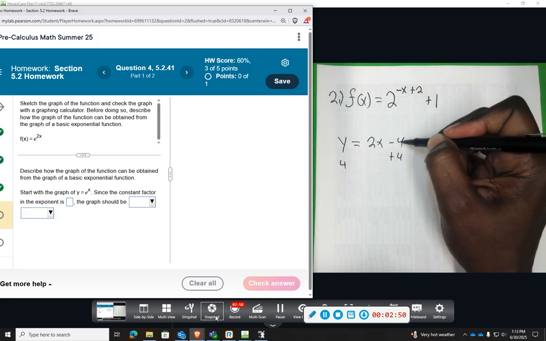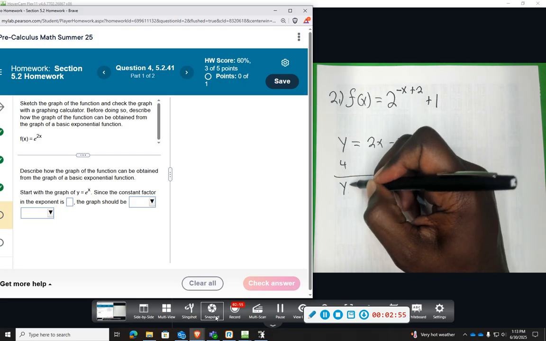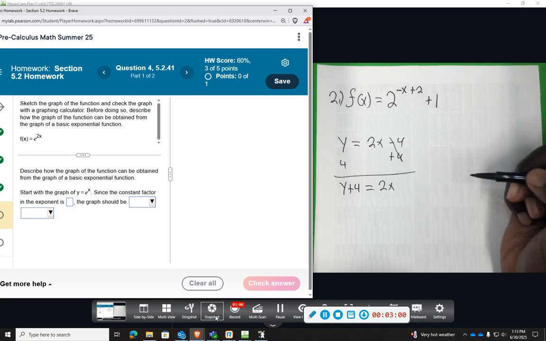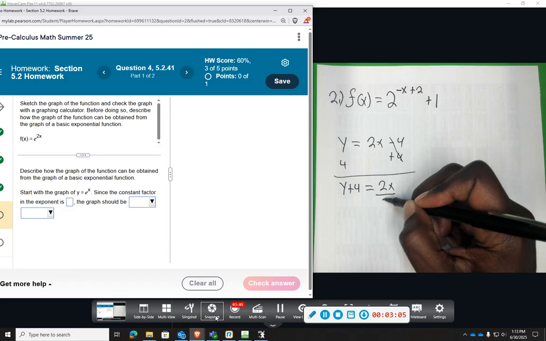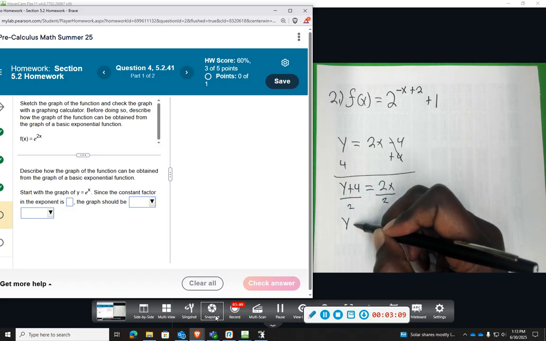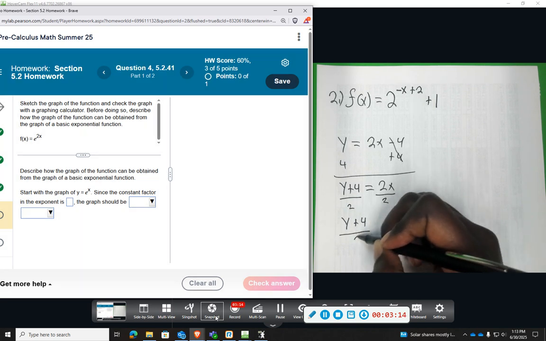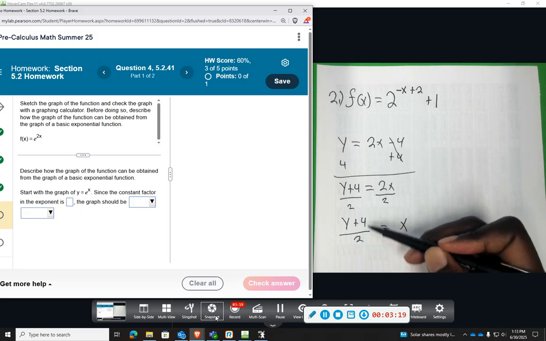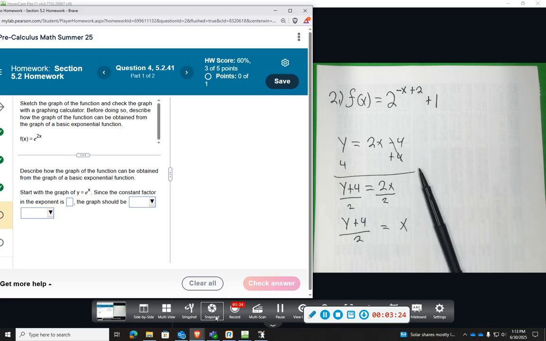So the effect on x is the opposite. So we end up with y plus 4 equals 2x, and that will cancel out. And then we have 2 times x. To get rid of times 2, we have to divide by 2. And so then you can see the effects of what actually happens to x. So when you solve for x, now we see it's being divided by 2, and we added 4 instead of subtracting, which you can simplify, so that might change as well.